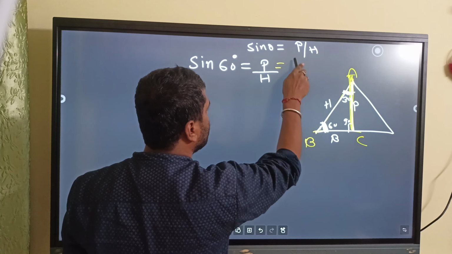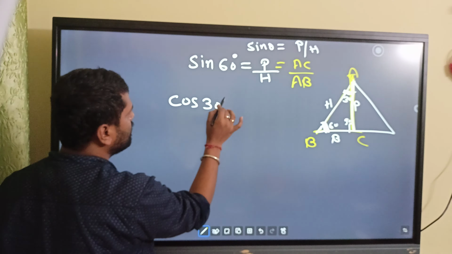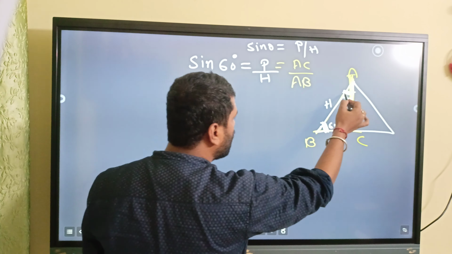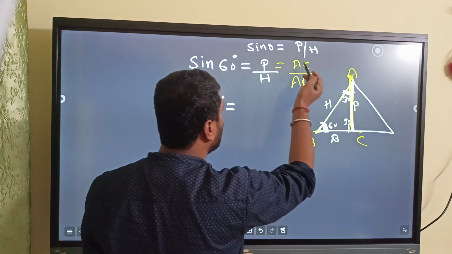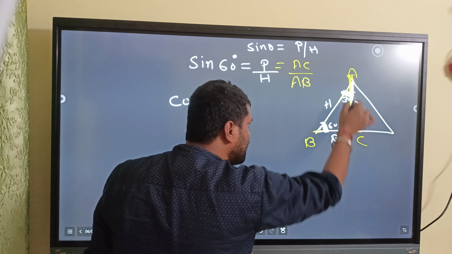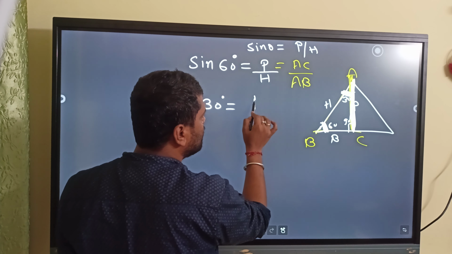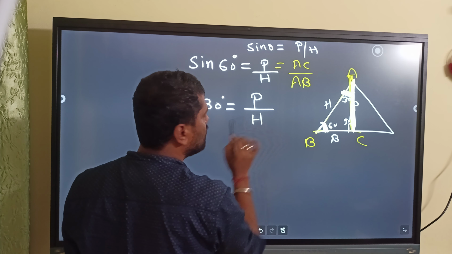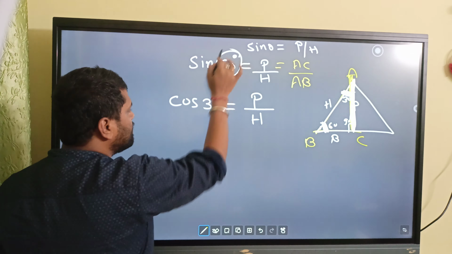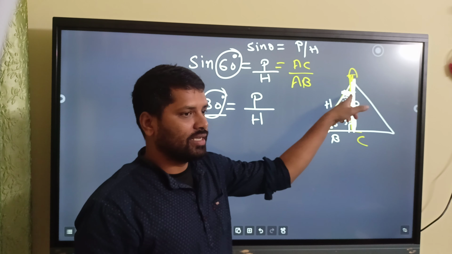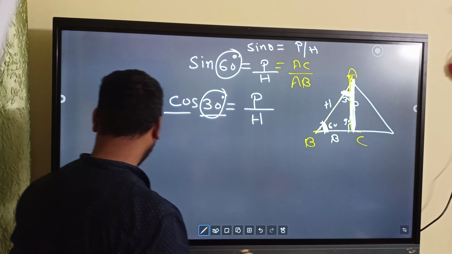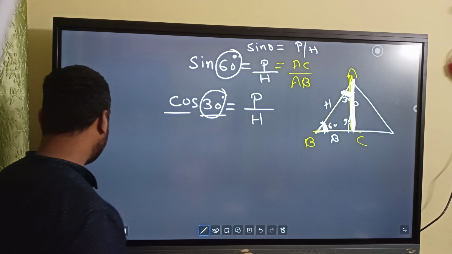Correct? When you do cos 30, what will you get? See again, cos 30 is what? What is cos theta? Base by hypotenuse. And this is the angle 30. So what will be base? This will be base. So again you got P by H. Correct? So sine 60 is equal to cos 30 because its angular arrangement is like that. Why? Because these both are complementary. Here if it is 60 and here it is 30. Correct? That's why we have seen 60 and 30, it is like that.